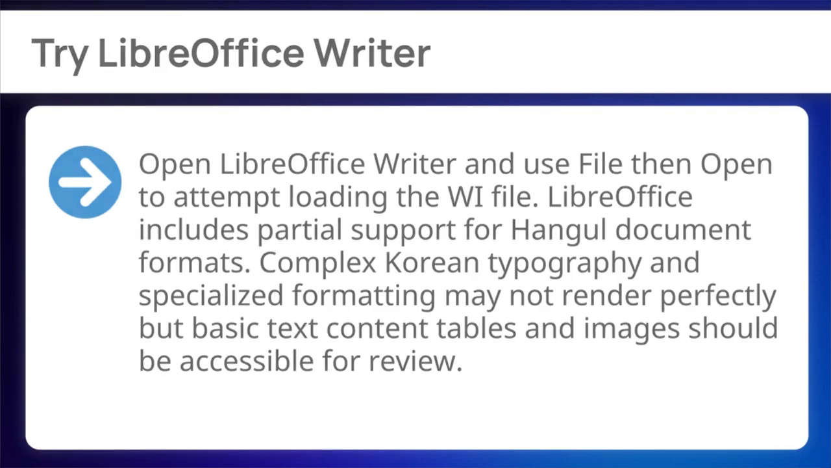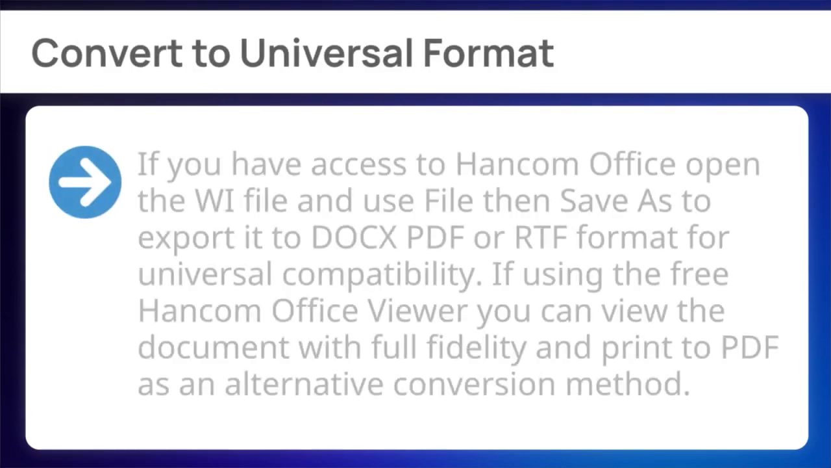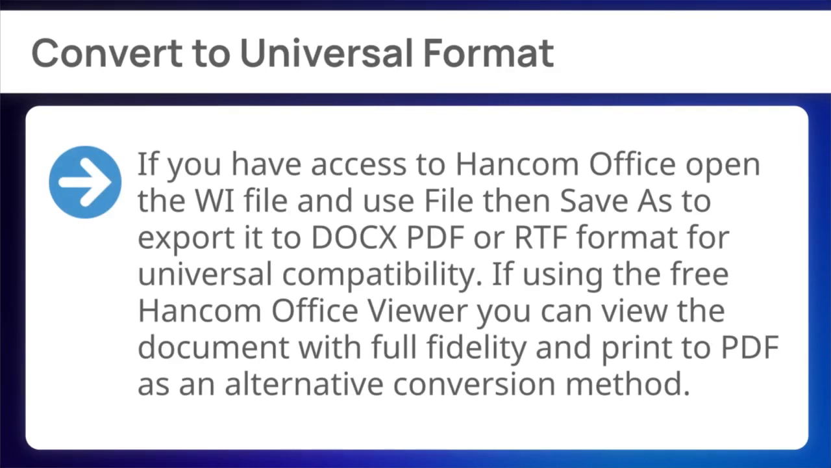Finally, convert to a universal format. If you have access to Hancom Office, open the WI file and use File, then Save As, to export it to DOCX, PDF or RTF format for universal compatibility. If using the free Hancom Office viewer, you can view the document with full fidelity and print to PDF as an alternative conversion method.